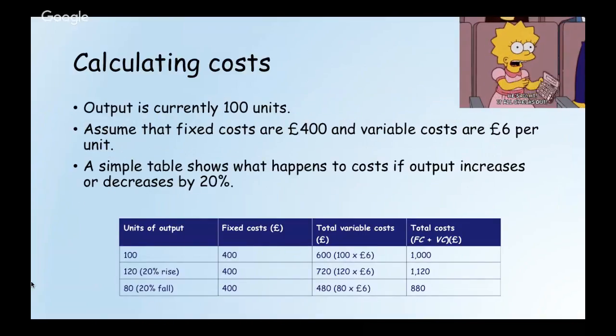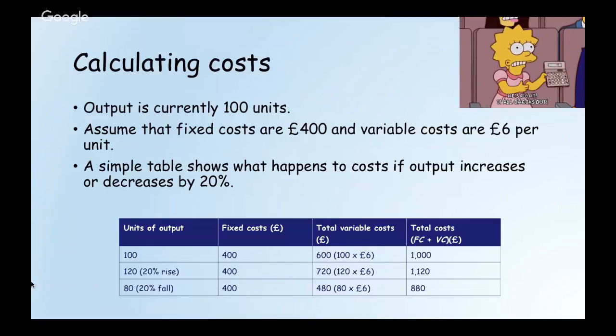Well, here's an example. Output is currently 100 units. Assume that fixed costs are £400 and variable costs are £6 per unit. This simple table below shows us what happens if output increases or decreases by 20%. Note that at 100 units of output, fixed costs are £400. Variable costs are £6 times the 100 units, giving us £600, giving us total costs of £1,000.